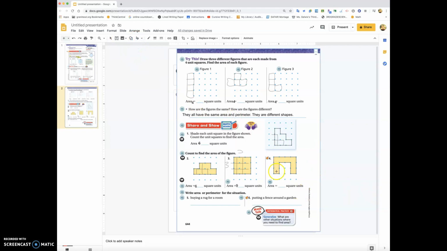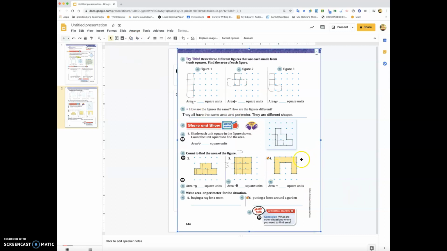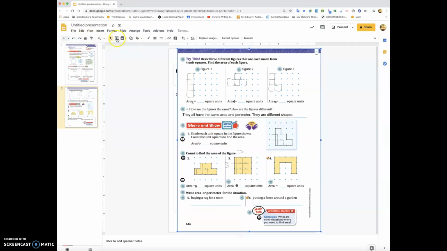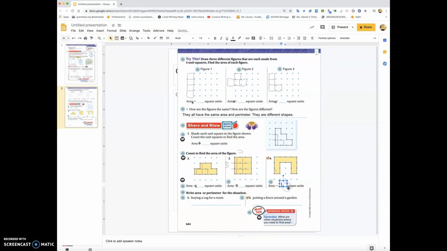Then we have here 1, 2, 3, 4, 5, 6, 7, 8. 8 squares in here. And if you need to connect the dots to see those 8 squares, please do. So there's not 2, guys, 8.